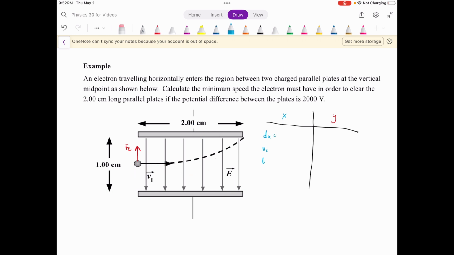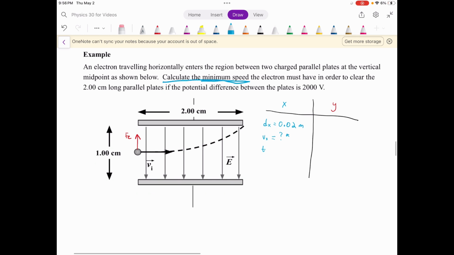So our dx, the horizontal distance it needs to travel, is just 2 centimeters, or 0.02 meters. Now its x velocity, its horizontal velocity, well, that's what we're actually trying to figure out, right? How fast did it need to be going so that it had traveled those 2 centimeters before the electric force could bring it crashing into that plate? So that is what we want to know. Put a little question mark there.